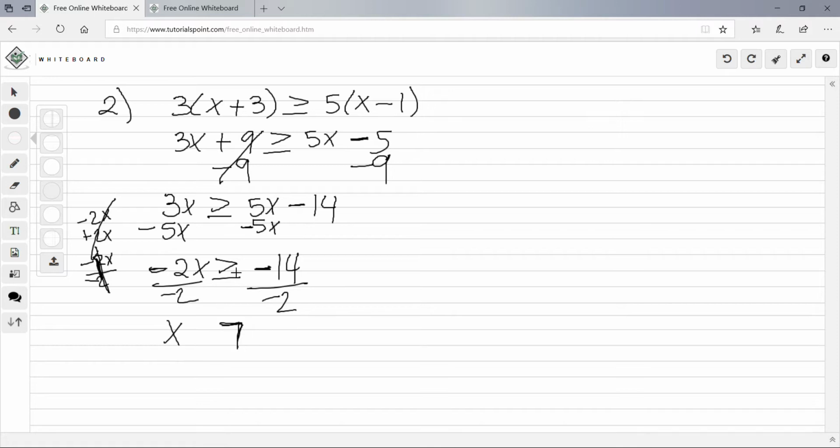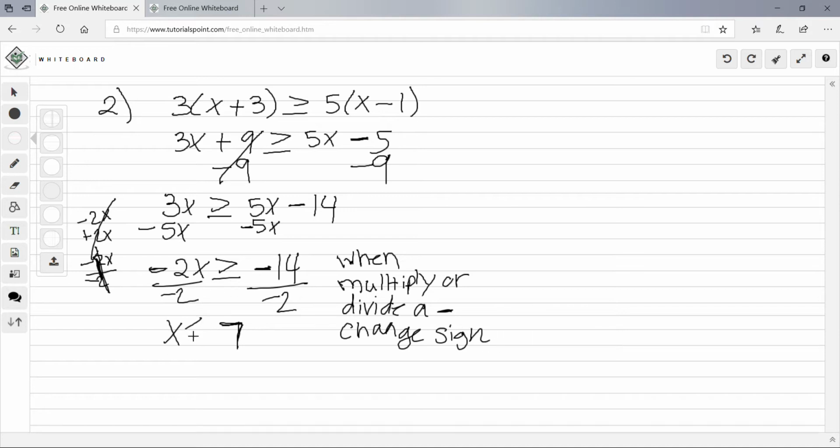Okay, so what happens to the sign? It changes, because remember when you multiply or divide by a negative, you change the sign. So this is no longer going to be greater than or equal to, it's going to be less than or equal to 7.